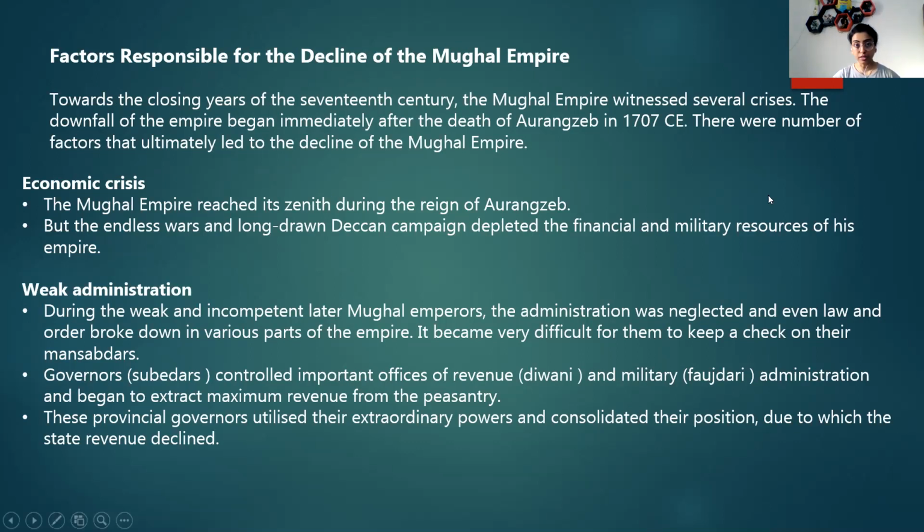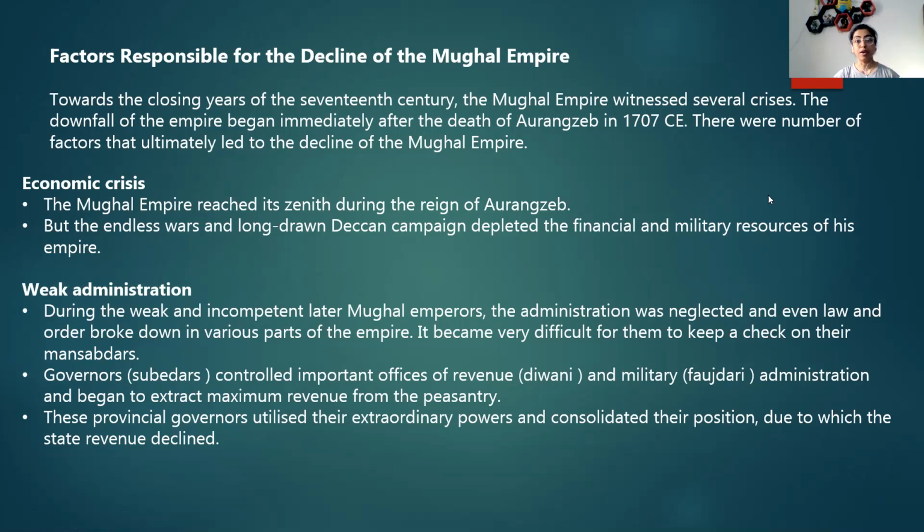Towards the end of the 17th century, the Mughal Empire started to witness many crises, many shortages. Now what are those shortages? The downfall of the Mughal Empire immediately began after what? After the death of Aurangzeb. As I said, Aurangzeb was a very powerful ruler. So after the death of Aurangzeb, slowly the Mughal Empire started to lose its power, or its stronghold in the entire country.